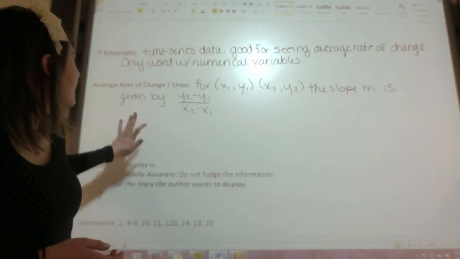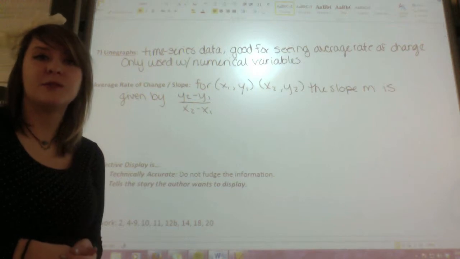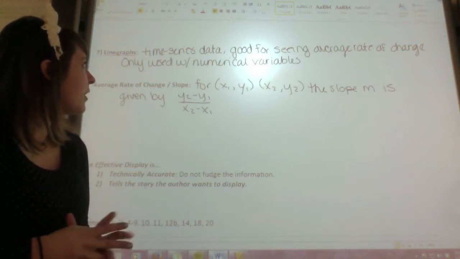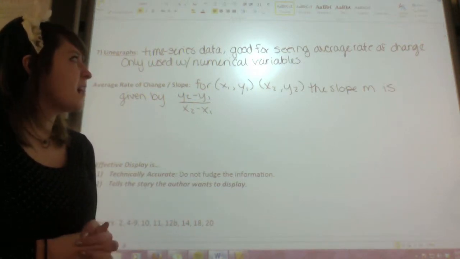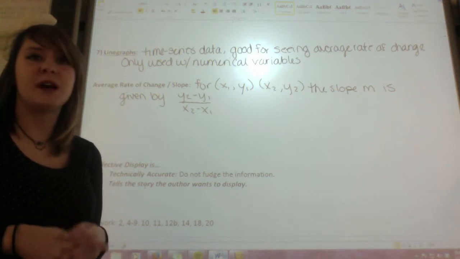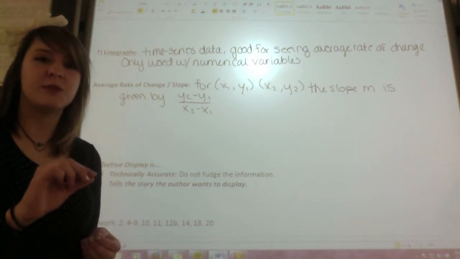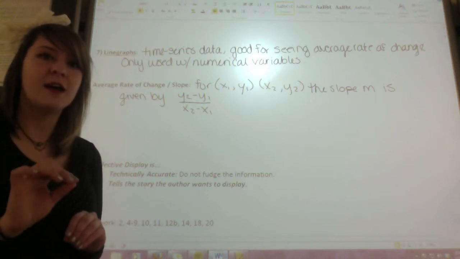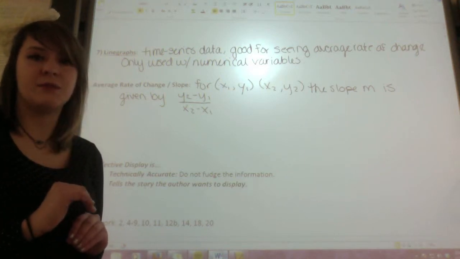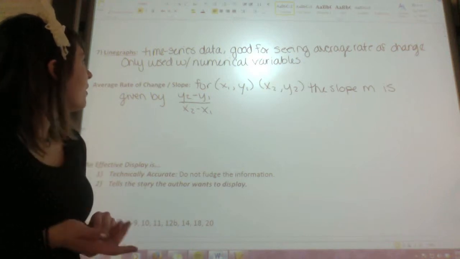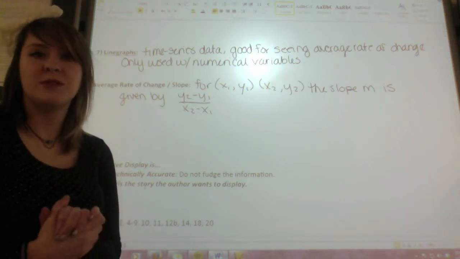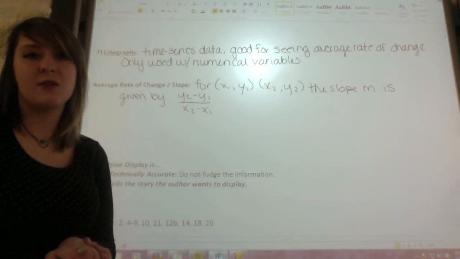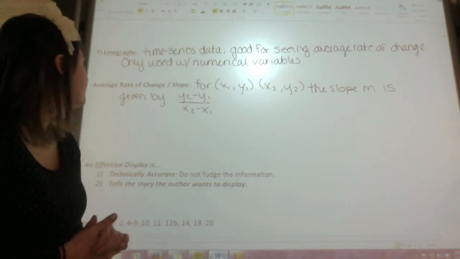We also have line graphs. So those are especially useful with time series data, just like a scatter plot. It's also good for seeing average rate of change because with a line graph you make those connections between the points. So those connections are like little slopes and you can kind of look at where the highest slope is going to be. Also, they're only used with numerical variables, so you cannot use categorical data for line graphs.